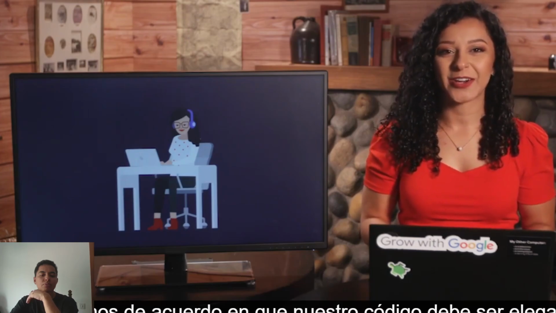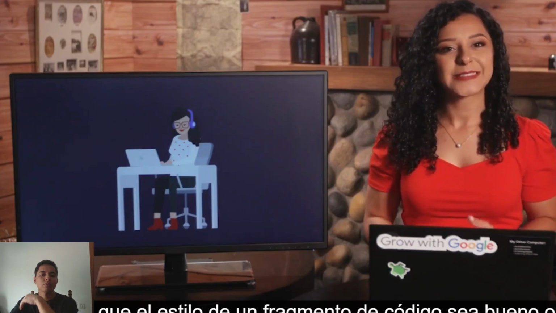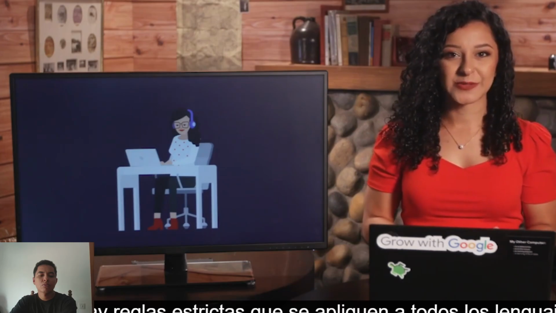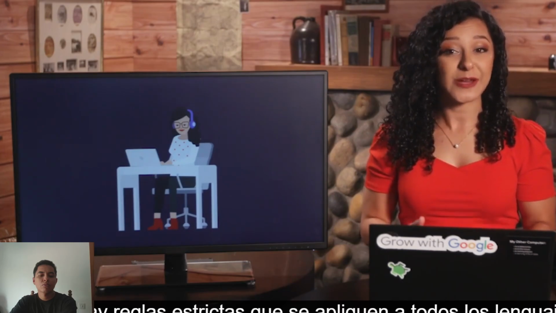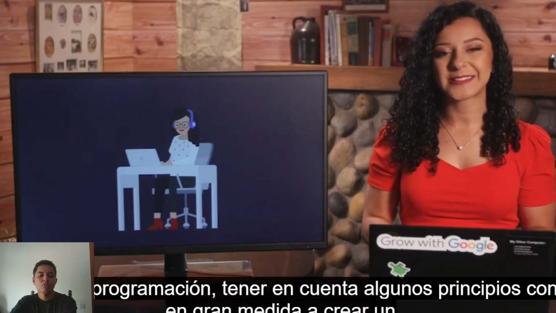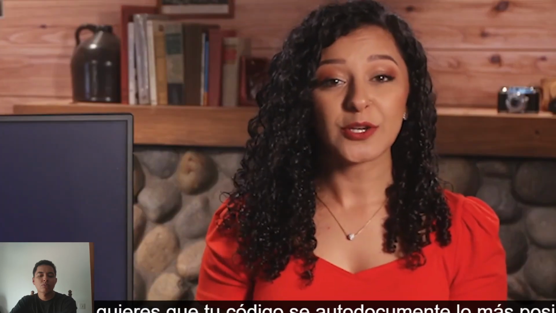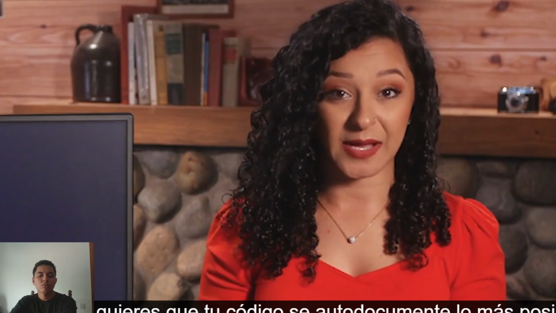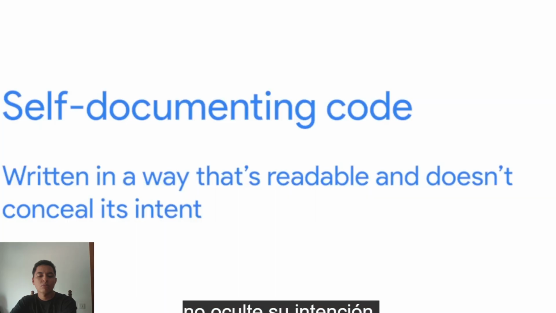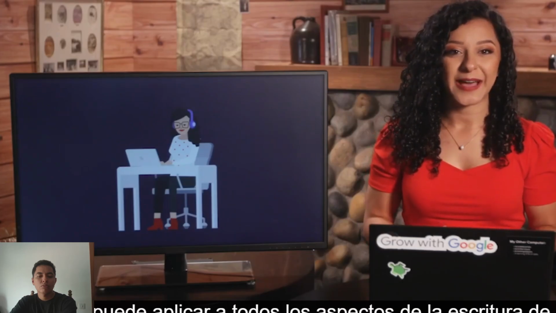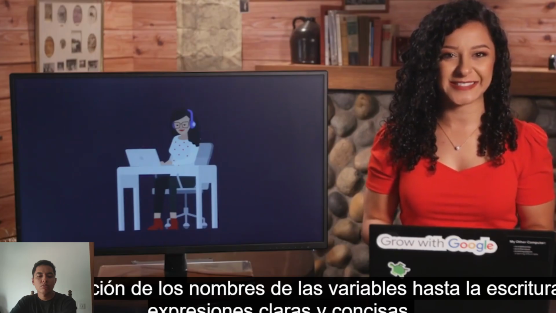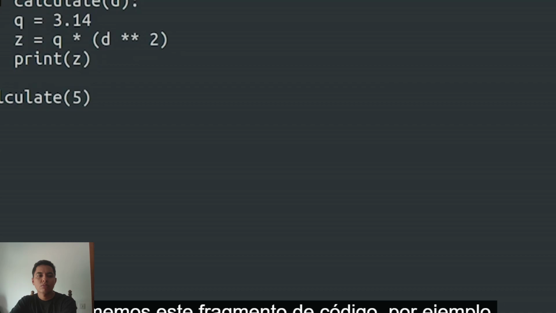So, we agree, our code should be stylish. But what makes the style of a piece of code good or bad? Although there are no hard and fast rules that apply to every programming language and situation, keeping a few principles in mind will go a long way to creating good, well-styled code. First off, you want your code to be as self-documenting as possible. Self-documenting code is written in a way that's readable and doesn't conceal its intent. This principle can be applied to all aspects of writing code, from picking your variable names to writing clear, concise expressions. Take this code snippet, for example.